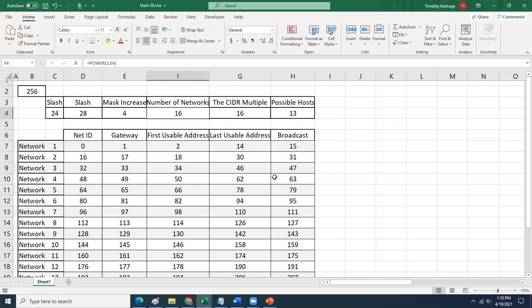The number of networks this will create are 16 networks. The CIDR multiple is 16, meaning there are 16 addresses total you can use. One is designated network ID, one is designated for the gateway, and one is designated for broadcast. So that leaves 13 remaining.